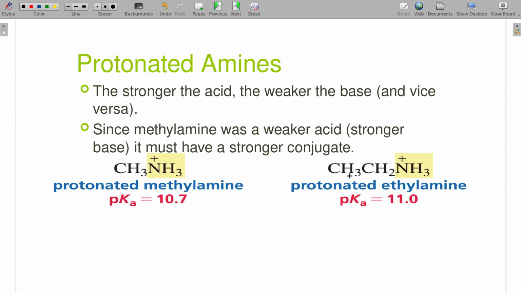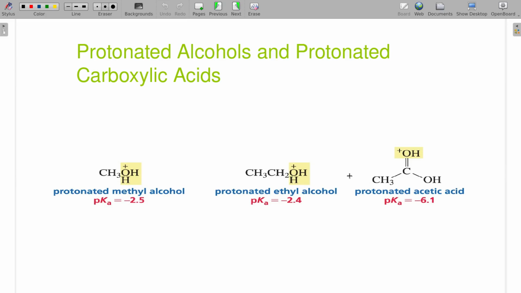And if I'm going to protonate this, maybe I could protonate the alcohols and the carboxylic acids, and it turns out you can. A protonated alcohol is going to have a pKa in the negative range, closer to about -1 to -2. And a protonated carboxylic acid is going to have a pKa in the -6 range. Both of those would actually be considered strong acids.